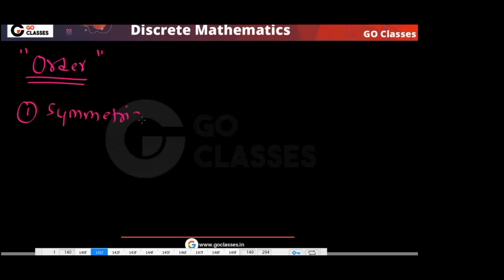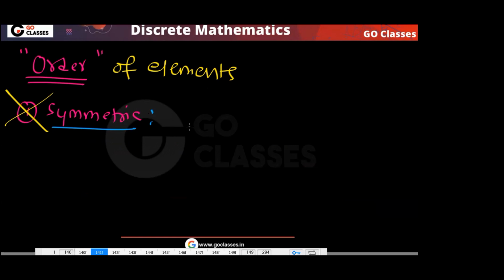Okay, tell me, is the symmetric property useful in the order? When you are talking about order, of elements, is the symmetric property useful or not? No, the symmetric property is not useful. Just think about it. The symmetric property is very bad actually.